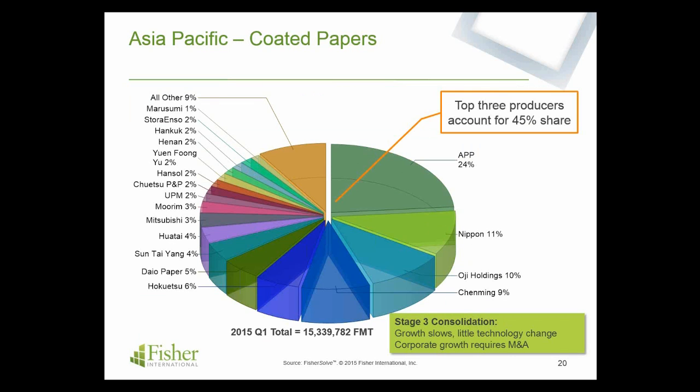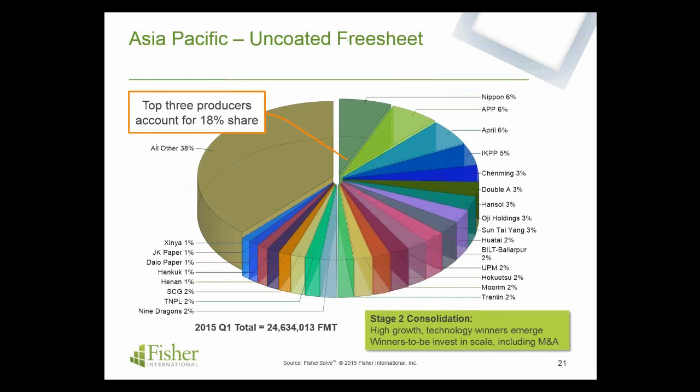Coated paper business, this is in stage 3 consolidation. So we've gone all the way up the curve now to where this is a slow growth market. The top 3 shareholders account for 45%. There is still very little technology change happening there, as we would expect continued merger and acquisition activity to be more intense. We might see some initial activity there. We haven't seen much yet, but certainly it could be coming in the near future.